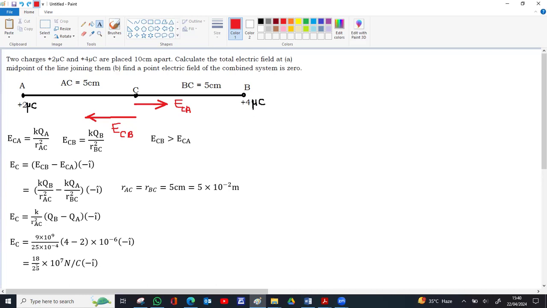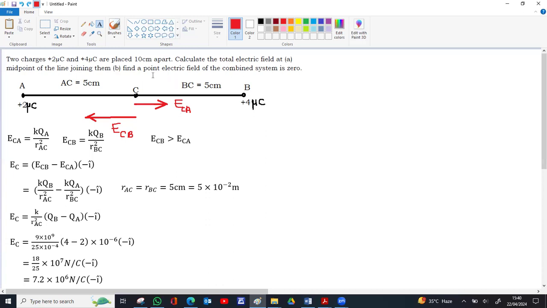Now this can be done by dividing 18 by 25, or you can change 25 as 100 by 4. So 100 will remain here, 4 will go to the top. 4 into 18 is 72. 72 by 100 will be 0.72. Now if you take 10 from here, 7.2 into 10 raised to 6. The resultant intensity at the midpoint C is 7.2 into 10 to the power of 6 Newton per Coulomb along the negative x-axis, minus I cap. That's the first part.